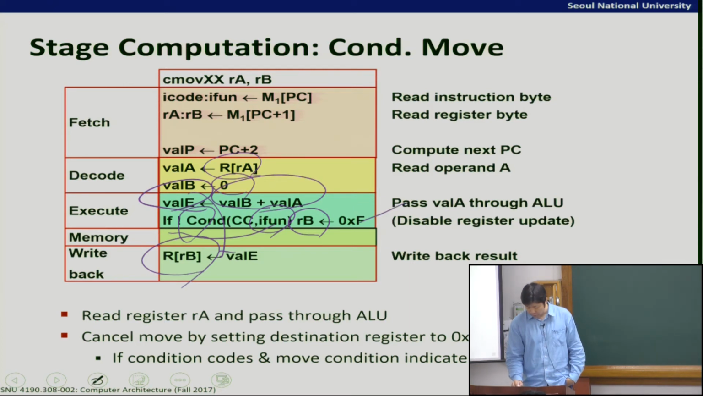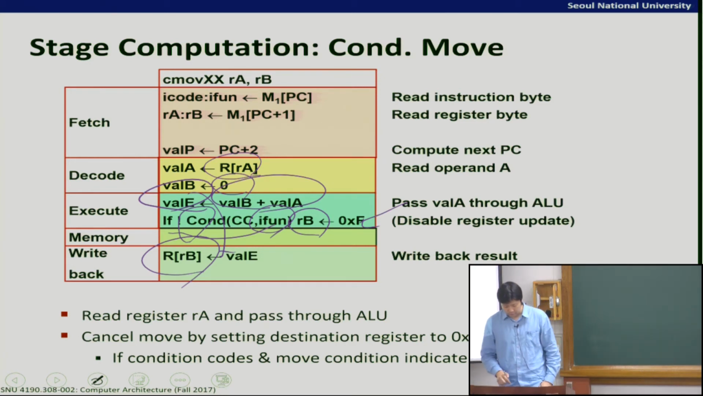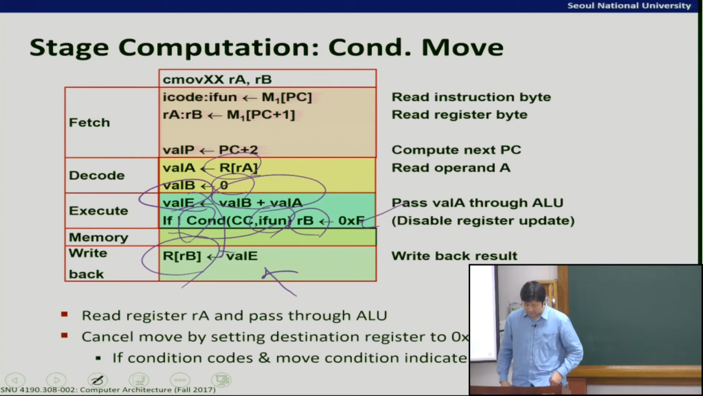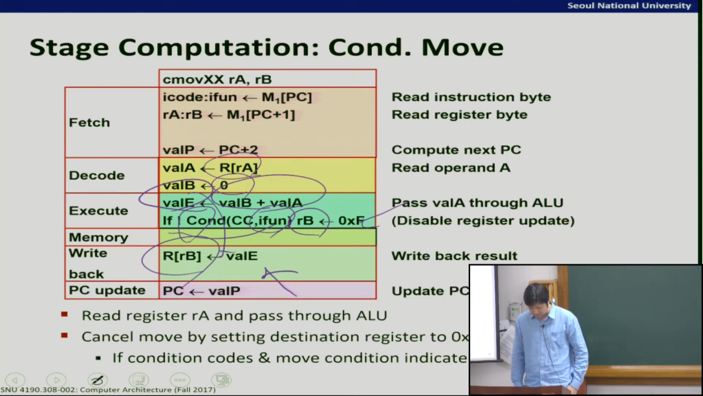But as you see here, if the condition was not satisfied, then RB, the register specifier RB, must have been overridden to 0F, which is no register. So in this case, the write may or may not happen. It may not happen depending on the value of this RB. Okay. Finally, in the PC update stage, we update the PC with valP.